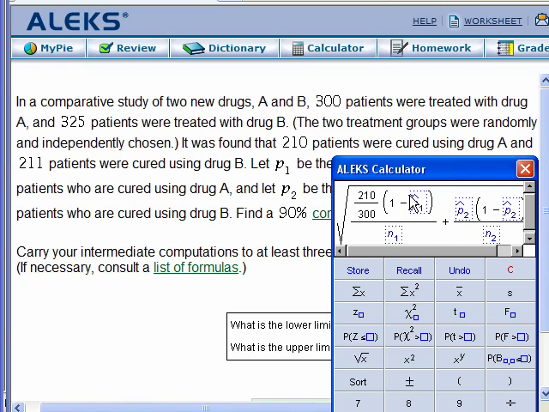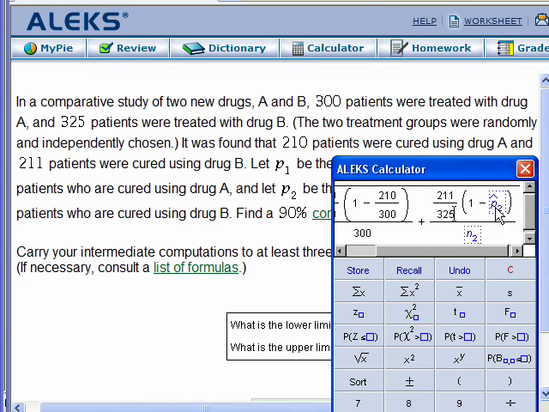So then we type in 210 divided by 300. And again, 300 is the sample size, so we'll put 300 here. P2 is 211 divided by 325. So I'm just using the keyboard and hitting the slash key for the division symbol, and that's what's allowing me to type in those fractions.